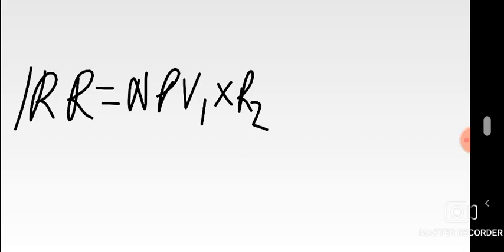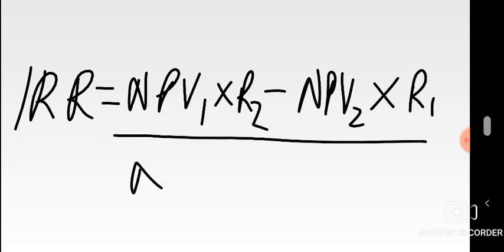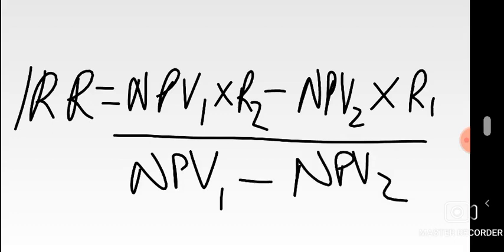So we just get to use this formula. IRR is equal to, and I'll use one of them, there are many, I'll go for this one in this video: NPV1 times R2, that's rate 2, minus NPV2 times rate 1, over NPV1 minus NPV2. These are the formulas we work with. This one will give you the direct IRR you're looking for.